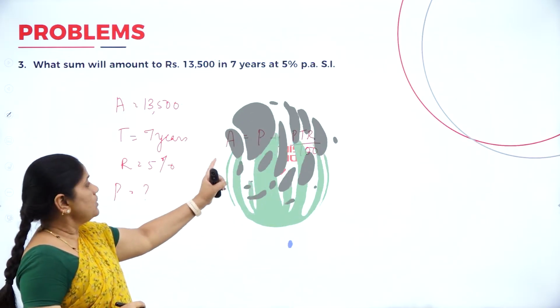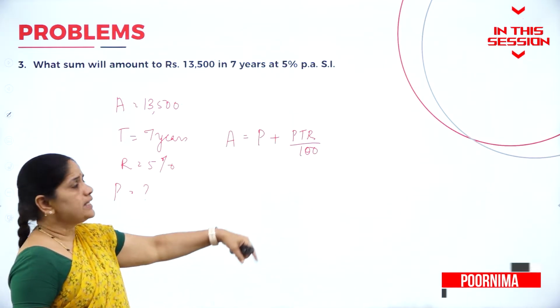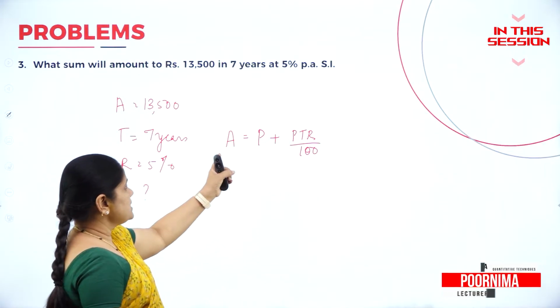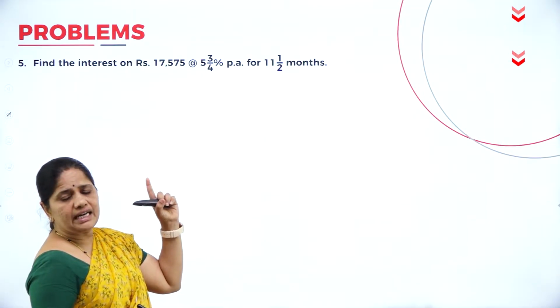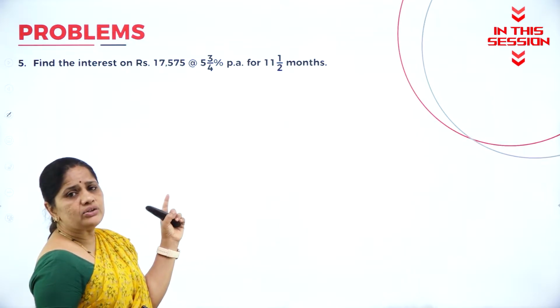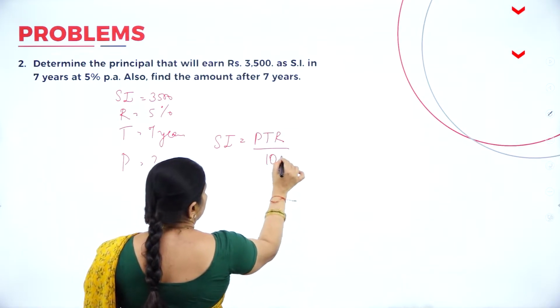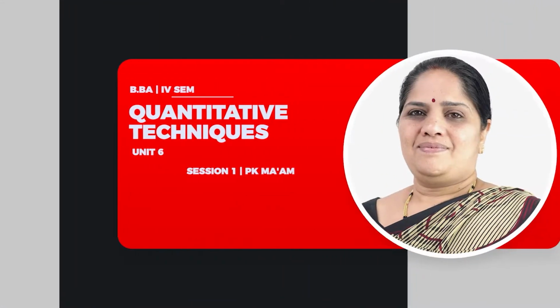Know that amount equals principal plus PTR by 100. That is, principal plus simple interest equals amount. Whenever you are given anything in fraction, better you convert it into decimals. Simple interest equals PTR by 100.